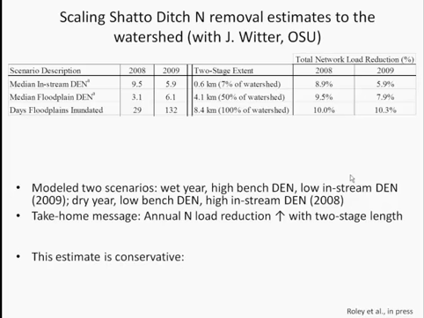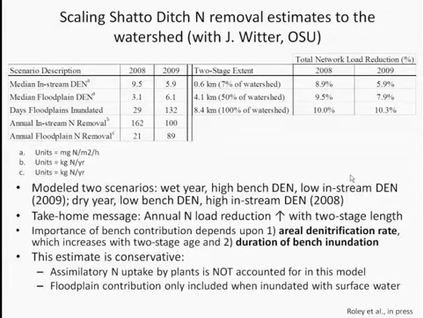I also want to point out that this estimate is conservative, in part because we haven't accounted for the uptake by plants. This is removal by denitrification only, so this is only the permanent N removal we're talking about here. Also, the way we did this was we only included the floodplain contribution when they are inundated with surface water. We know that they're denitrifying all year. They're taking up some of that groundwater nitrate and removing it. So probably they're doing a little bit more, but we wanted to be conservative. We didn't want to overestimate what we're saying these ditches are doing.